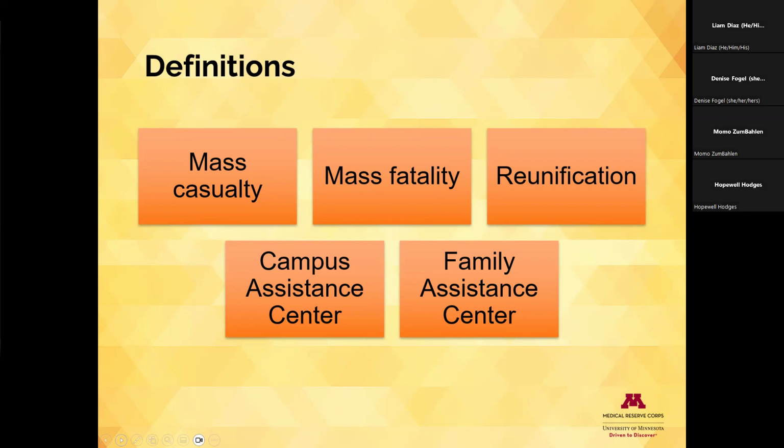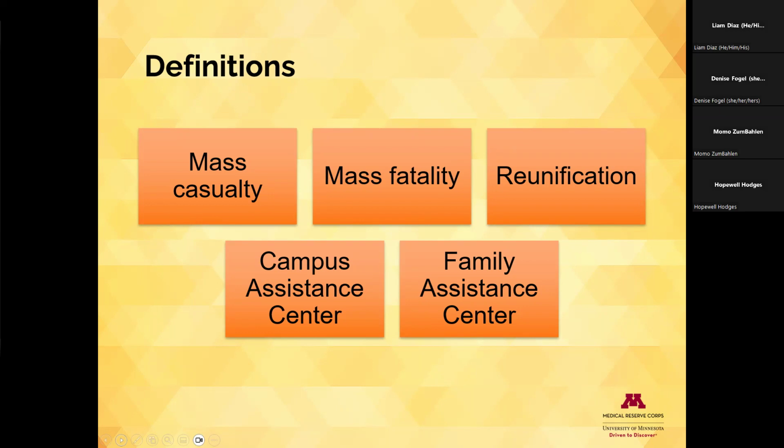The next one is a family assistance center, and this is again kind of outside of the scope of the university. It's a secure facility that provides information about missing or deceased people and offers services to victims and loved ones that were somehow involved with that tragedy or with that incident.